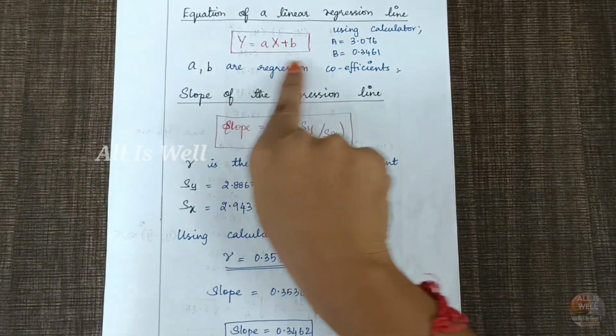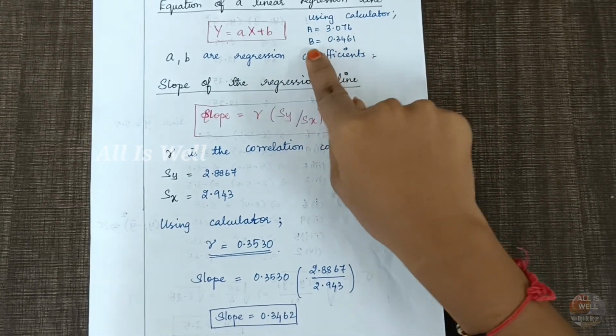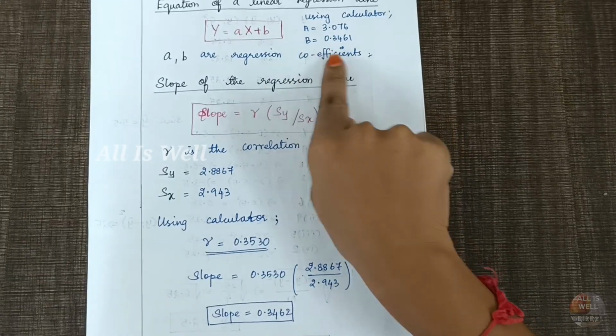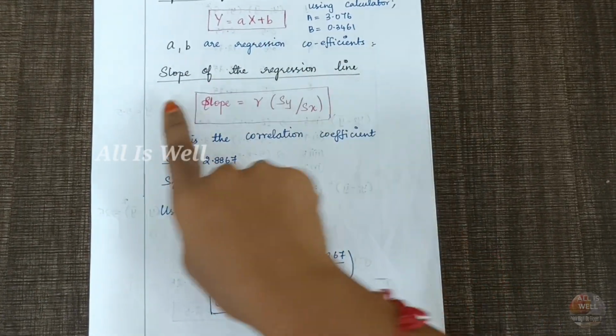Here is the equation of the linear regression line, that is y is equal to ax plus b. Using a calculator, we could find a and b. A and b are known as regression coefficients.